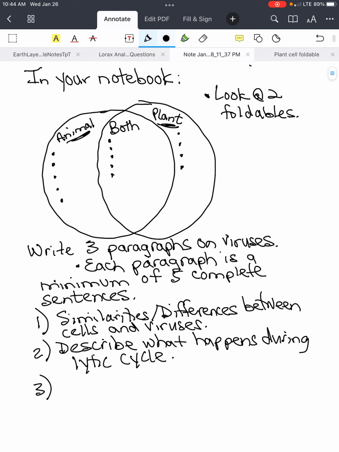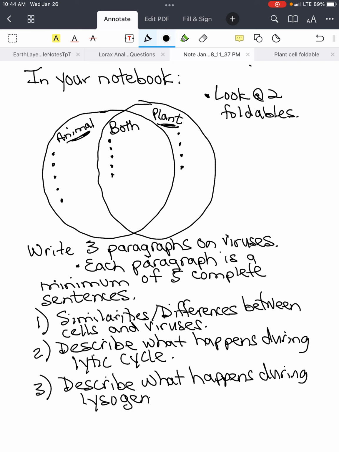And then the third paragraph, describe what happens during the lysogenic cycle. There's some similarities and there's differences. I want you to describe those again. So you have 3 paragraphs, each one a minimum of 5 complete sentences. You start giving me more than 5 sentences for each paragraph, that's where you earn extra credit points. So once you're done with that, that's it for Thursday.